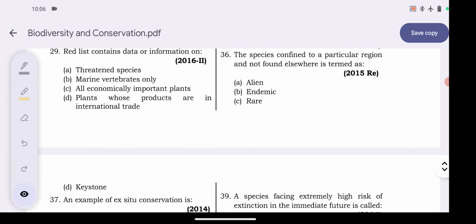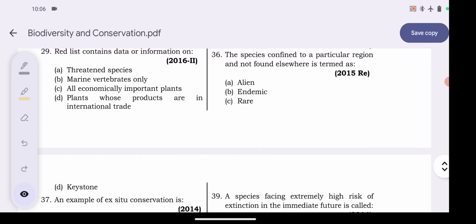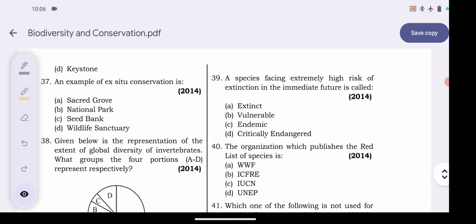Question number 36. The species confined to a particular region and not found elsewhere is termed as: alien, endemic, rare, keystone. And here the answer will be option B, endemic. Endemic species are species that can only be found in a certain natural habitat and are not found elsewhere. So B option is the correct one. Question number 37. An example of ex situ conservation is: sacred grove, national park, seed bank, wildlife sanctuary. The example of ex situ conservation is option C, that is seed bank.